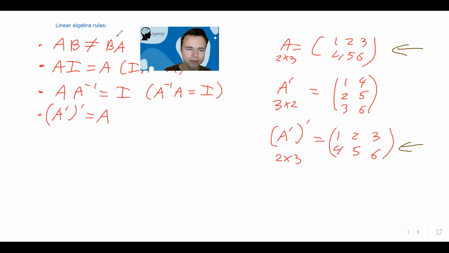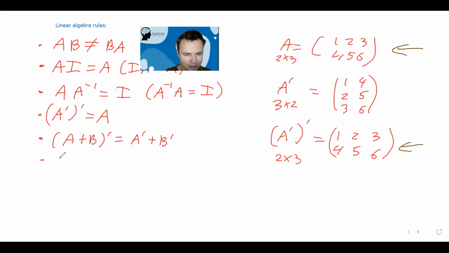Then some other rules that you need to remember. If you have (A plus B) transposed, it is the same as first transposing each and then adding them together. So you can add together and then transpose, or you can first transpose and then add together. It doesn't matter. That's basically what this rule tells you.